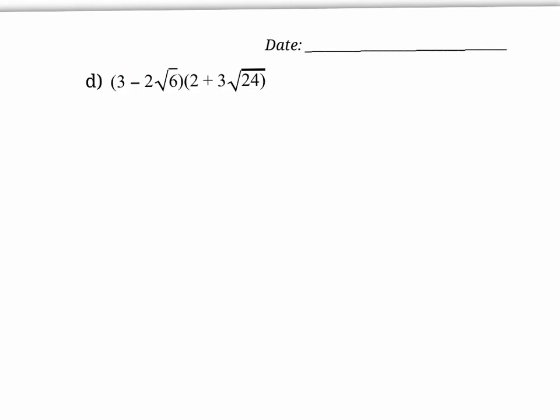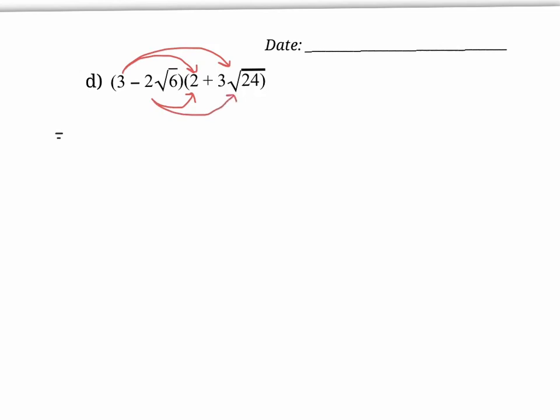All right, can we take it one step further here? So we have these two terms, 3 and negative 2 root 6, times these other two terms, 2 plus 3 root 24. So we've got to take every term in this bracket and multiply by every term in this bracket. And we know how to do that. We're just going to FOIL. We're going to do 3 times 2, and then we're going to do 3 times 3 root 24. Then we're going to do the same thing with the negative 2 root 6. We're going to multiply by 2, and then we're going to multiply by 3 root 24.